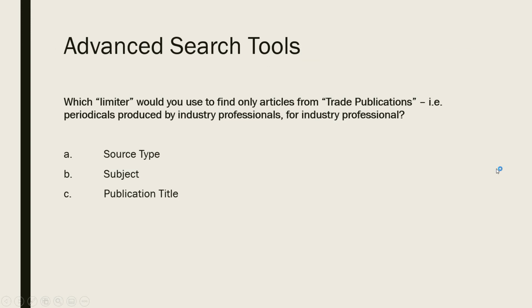Advanced Search. So, what limiter would you use to find only articles from trade publications? For example, periodicals produced by industry professionals for industry professionals. Now, if you remember back in the video, on the left-hand side, there were some popular filters, and if you scroll down a little bit, the next category was called source type, and that was where you could find trade publications.